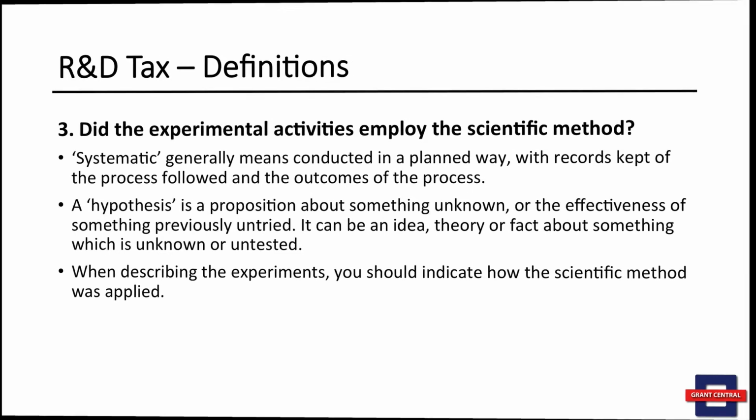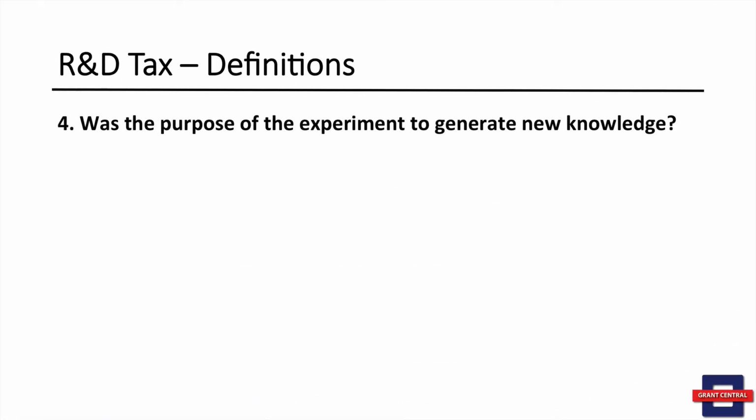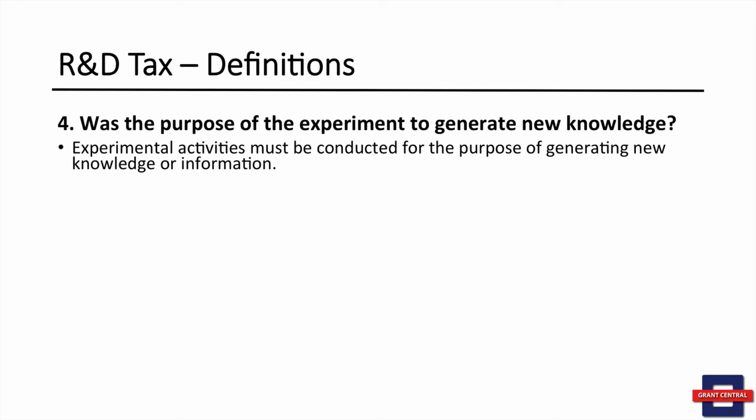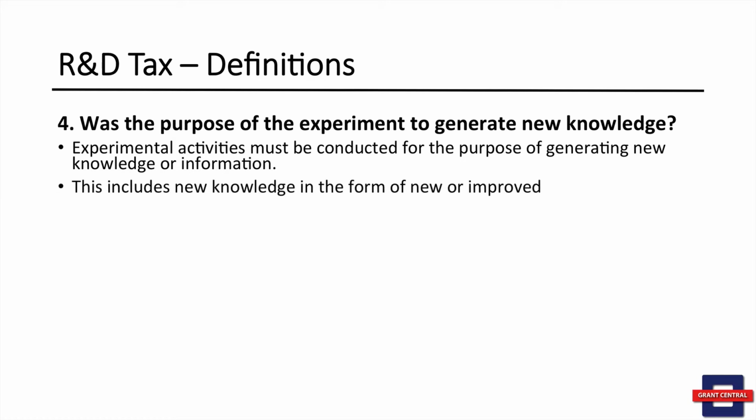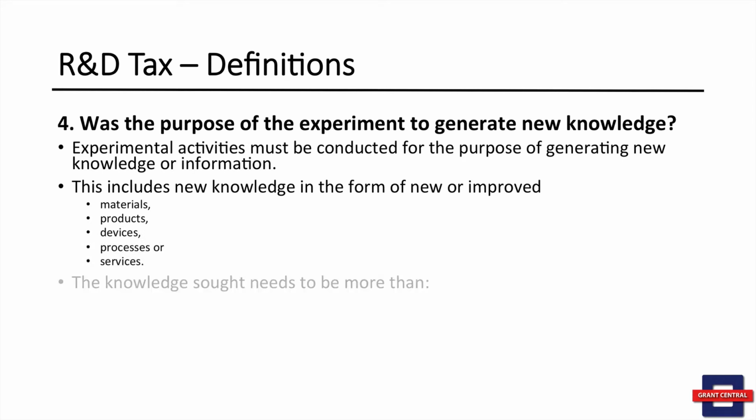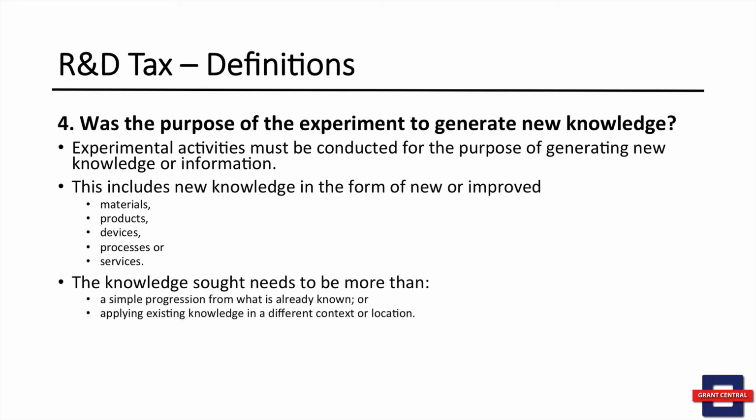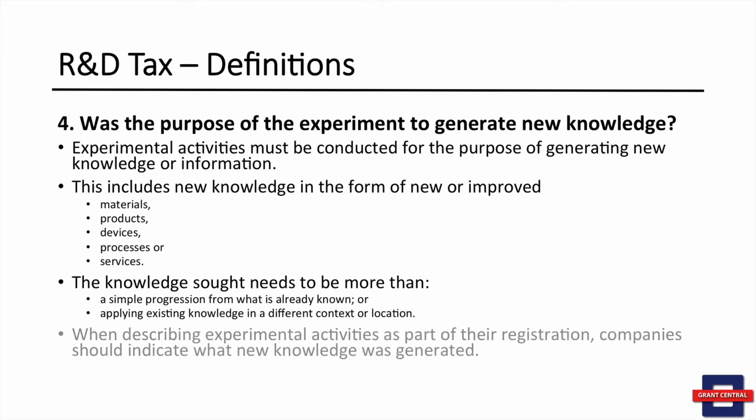The fourth question is, was the purpose of the experiment to generate new knowledge? Experimental activities must be conducted for the purpose of generating new knowledge or information. This includes new knowledge in the form of new or improved materials, products, devices, processes, or services. The knowledge sought needs to be more than just a simple progression of what is already known or applying existing knowledge in a different context or location. As part of the application process, companies should indicate the new knowledge that was generated.